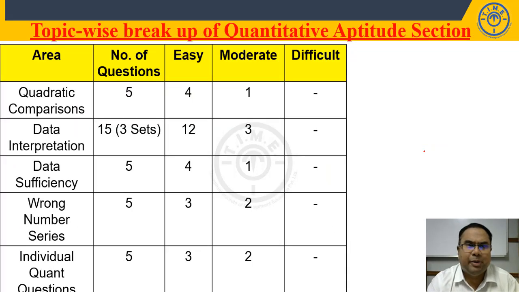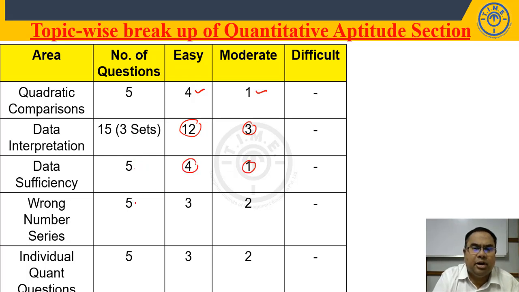Now coming to this particular section, right? We have 35 questions. Out of 35 questions, quadratic comparisons are 5 questions. Out of these 5, 4 easy, 1 moderate. DI 15 questions: 12 easy, 3 moderate, generally calculation based questions. We have 3 sets of DI. Then we have data sufficiency, 5 questions. Out of that, 4 easy, 1 moderate. Then wrong number series, 5 questions, 3 easy, 2 moderate. Individual questions also 3 easy, 2 moderate.